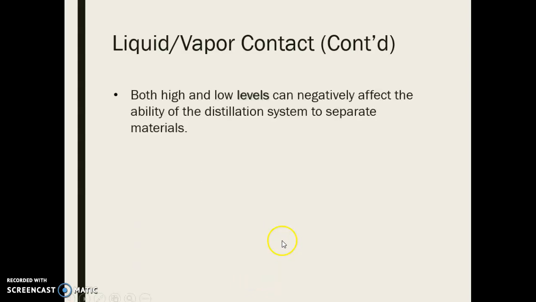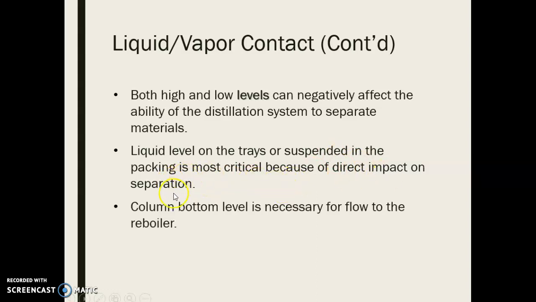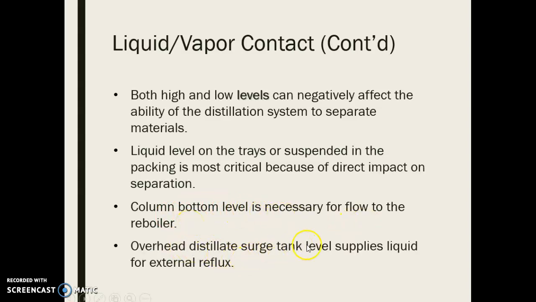Both high and low levels can negatively affect the ability of the distillation column. Liquid levels on the trays or suspended packing are most critical because of the direct impact on the separation. Column bottom level is necessary for flow to the reboiler. Overhead distillate surge tank levels supply liquid for external reflux.